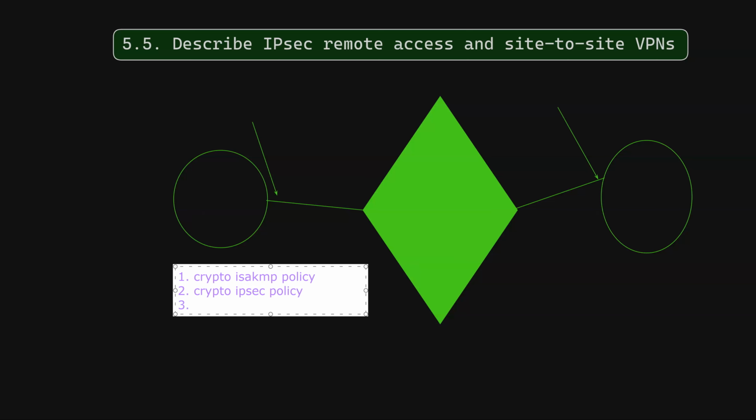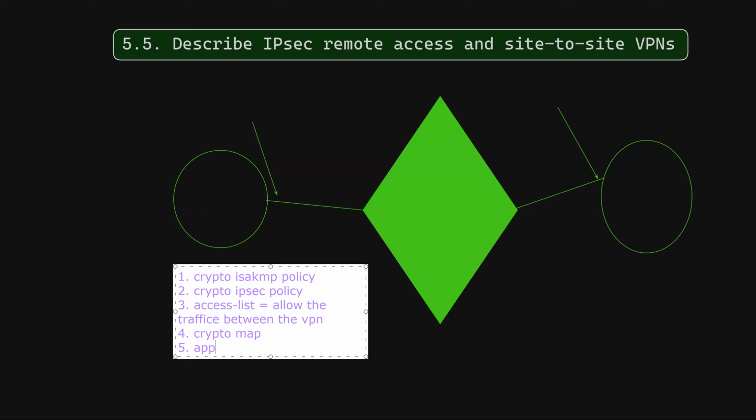Then you should create an access list that will be used to allow the traffic between the sites. Once you have the VPN tunnel, you don't want to send all the traffic via this VPN tunnel. So you can create an access list, and only that traffic will go into the IPsec tunnel, because we define such an access list in the IPsec configuration. Then we create a crypto map and finally apply this policy. So there are some steps for this IPsec tunnel.